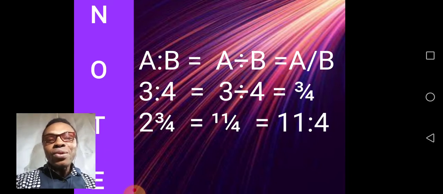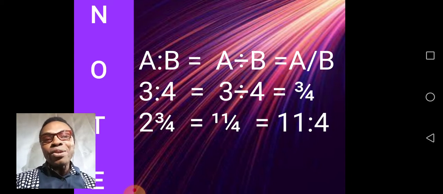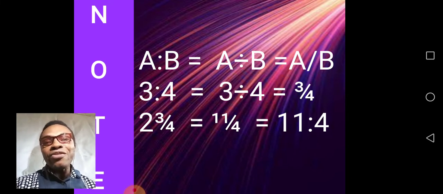Now, let's look at 2 whole number 3 over 4. That mixed fraction can be turned to an improper fraction by multiplying the denominator by the whole number. So you say 2 times 4 is 8, and then add the numerator, which is 3. So 2 times 4, 8, plus 3 is 11 over 4. And 11 over 4 is written as 11 ratio 4.